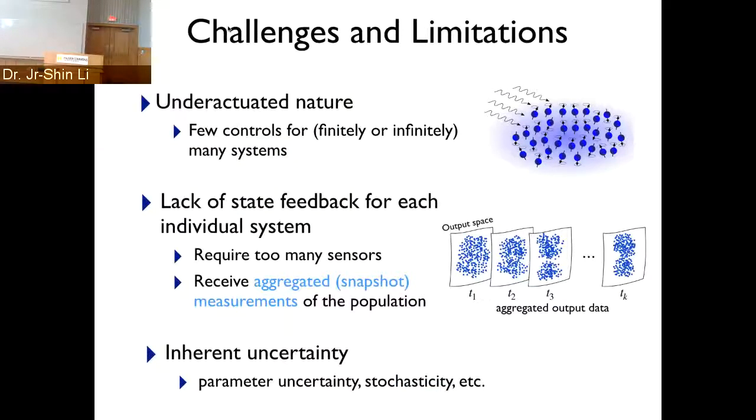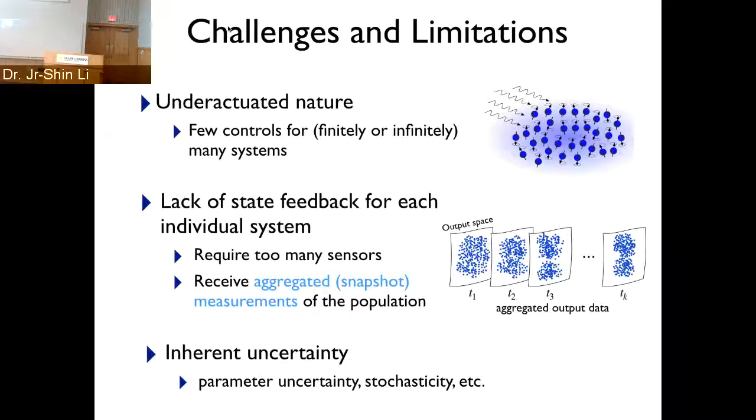Okay, so these are the main challenges. Let me recap. The first one is the underactuated nature of the control. We can only apply very few inputs, or a single input, but we want to manipulate a huge population. And the second one is the lack of state feedback.